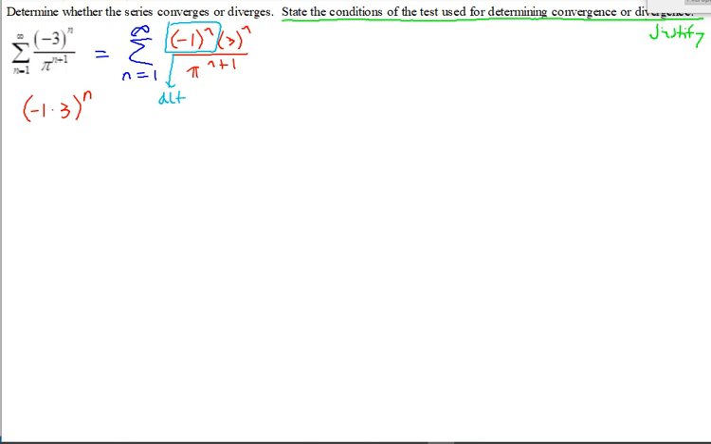The rest of it is what we call the a sub n in the alternating series test, which we're going to use to figure out if it converges or diverges. Since it's alternating, we'll use the alternating series test. With the alternating series test, you can first find the limit as n approaches infinity of this a sub n, in this case 3^n over pi^(n+1).